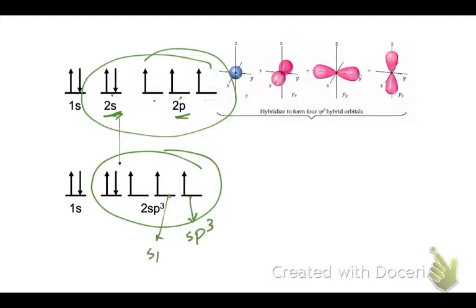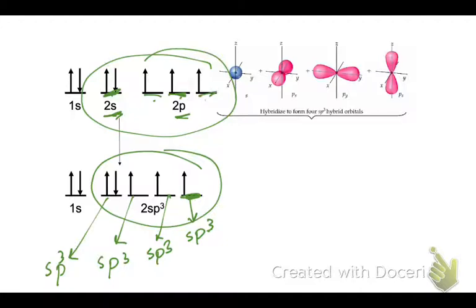This is an sp3 orbital. This is an sp3 orbital. And this is an sp3 orbital. They are equivalent. And the name, it's very simple. It comes from what you used to make them. What did I use to make each one of these? I mixed an s with 3 p's. So the name is sp3.